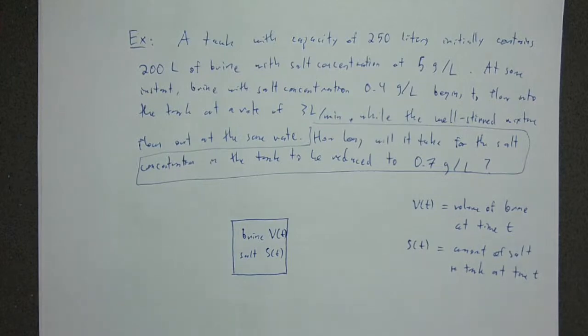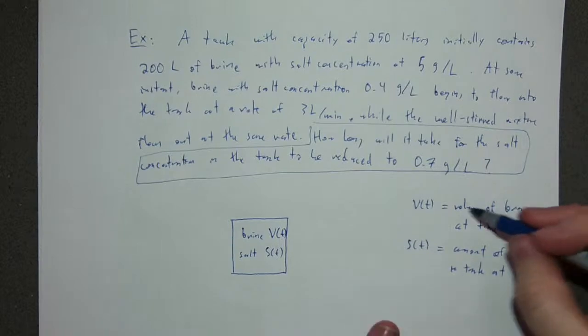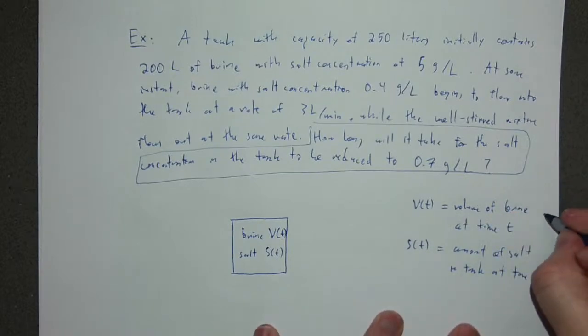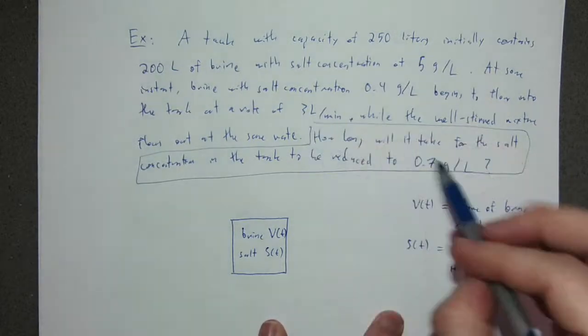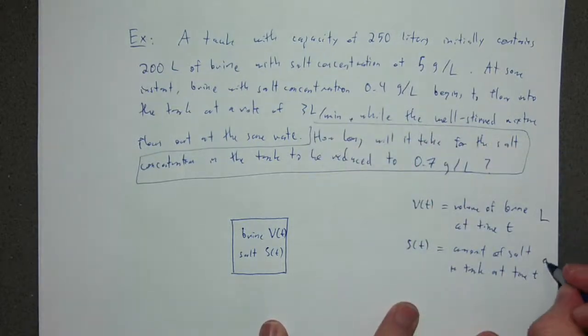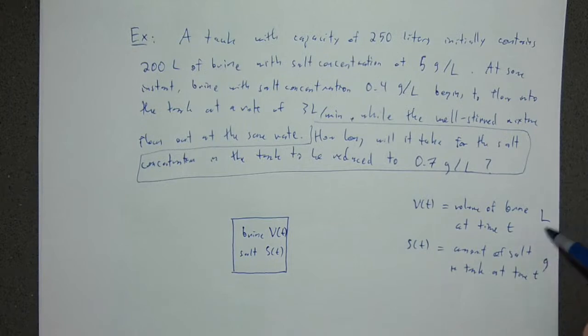Now, it can be helpful to think about what units these are measured in. The volume is measured in liters. The amount of salt is measured in grams, since grams are used everywhere in the problem. So volume is measured in liters, and salt is measured in grams.